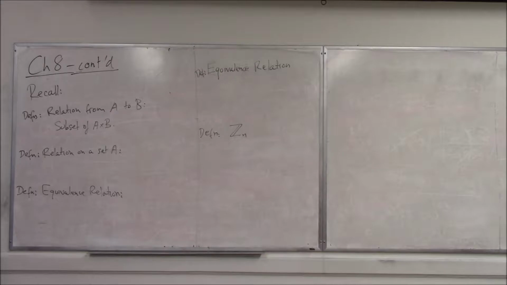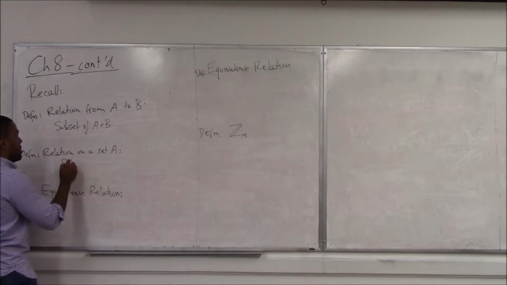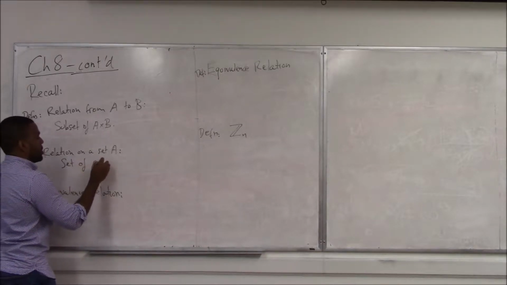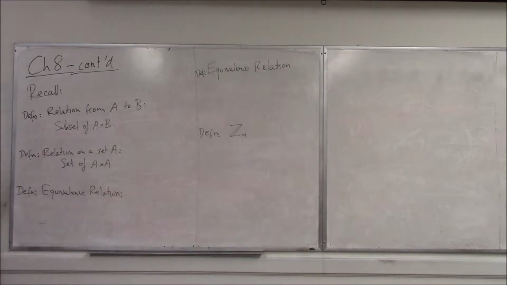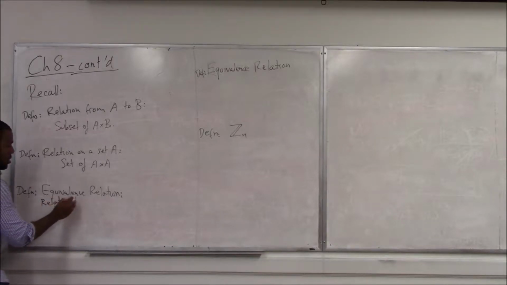A relation on A is a subset of A cross A. So it's again a set of ordered pairs, but both the first and second coordinates come from the set A. What's an equivalence relation? A relation that has reflexive, symmetric, and transitive properties.